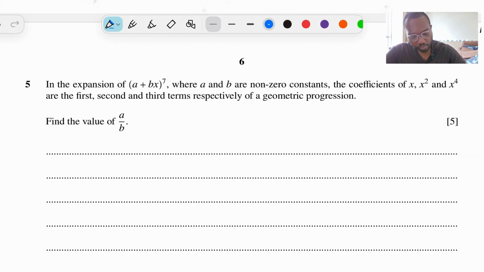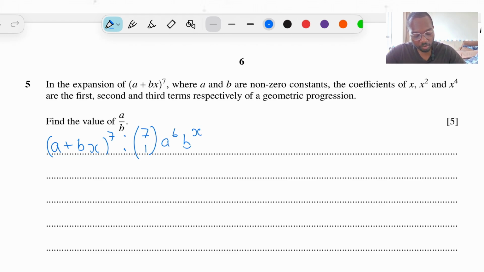So, therefore, all we need to do first is find what the coefficients of x, x squared, and x to the 4 are. So we have (a plus bx) to the power of 7, okay? So to find those coefficients, well, we know that if we have 7 choose 1, okay, that'll be a to the power of 6 times b to the x, okay?